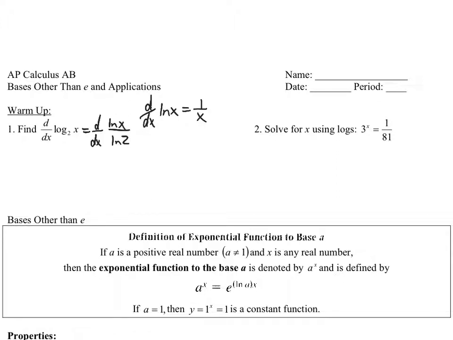So, since it is a constant, I can simply take that constant out and take the derivative of just ln of x. Okay? So, this is now going to be 1 over the ln of 2 times that 1 over x. So it's going to be 1 over x times the ln of 2. All right? So that's how we can handle logs with a different base.